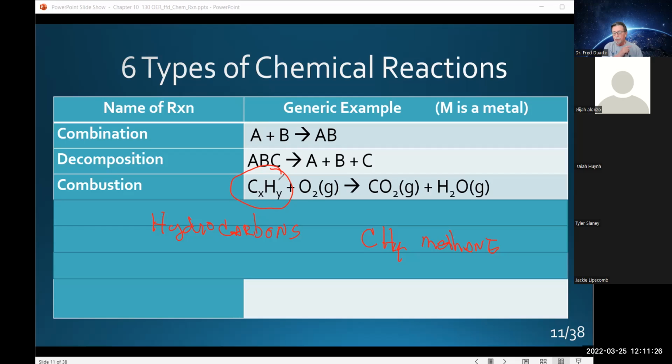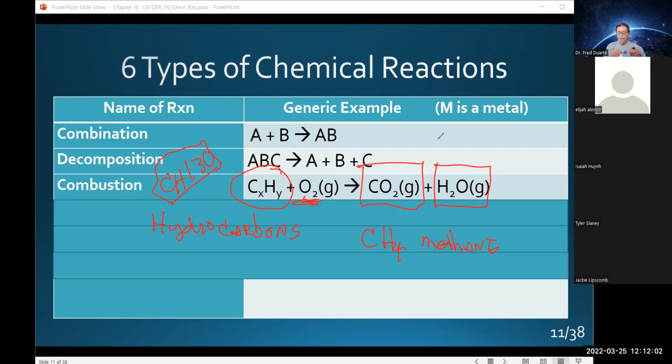Now, one of the requirements for any combustion obviously is oxygen. Okay, so if you don't have oxygen, nothing's going to burn, it's required. Now, with respect to Chem 130, the combustion of hydrocarbons leads to only two products. Number one, carbon dioxide, and number two, water.